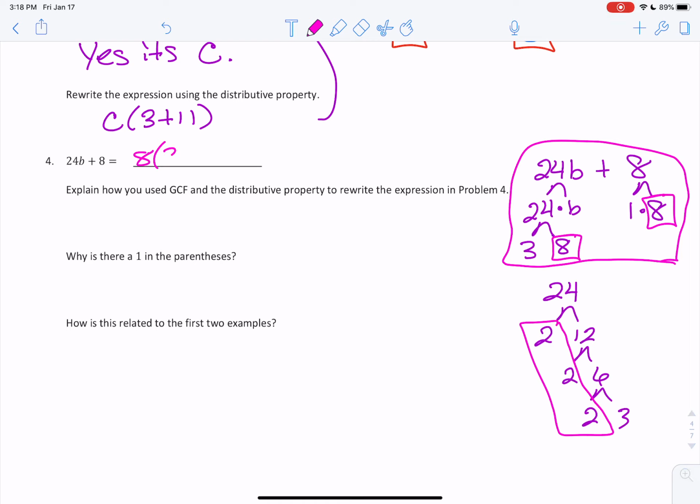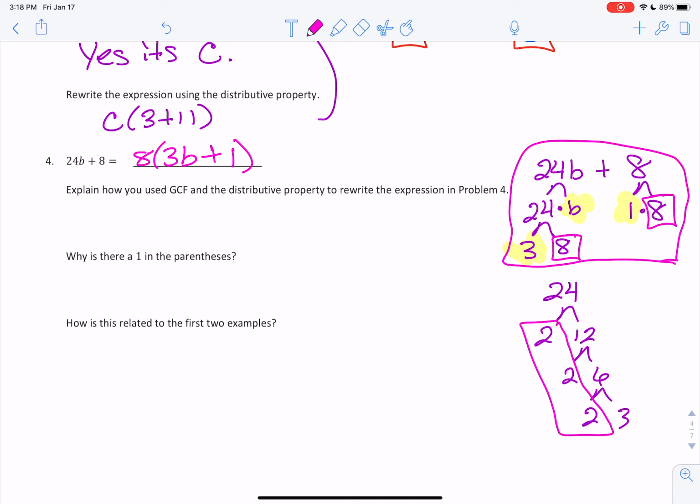8 times 3b. The leftovers, remember, we're looking for the leftovers, are what stay in the parentheses. So plus 1, because that was the leftover for the 8. And if we multiplied that back out, 8 times 3b would be 24b, and 8 times 1 would be 8. We would get the same thing we started with.